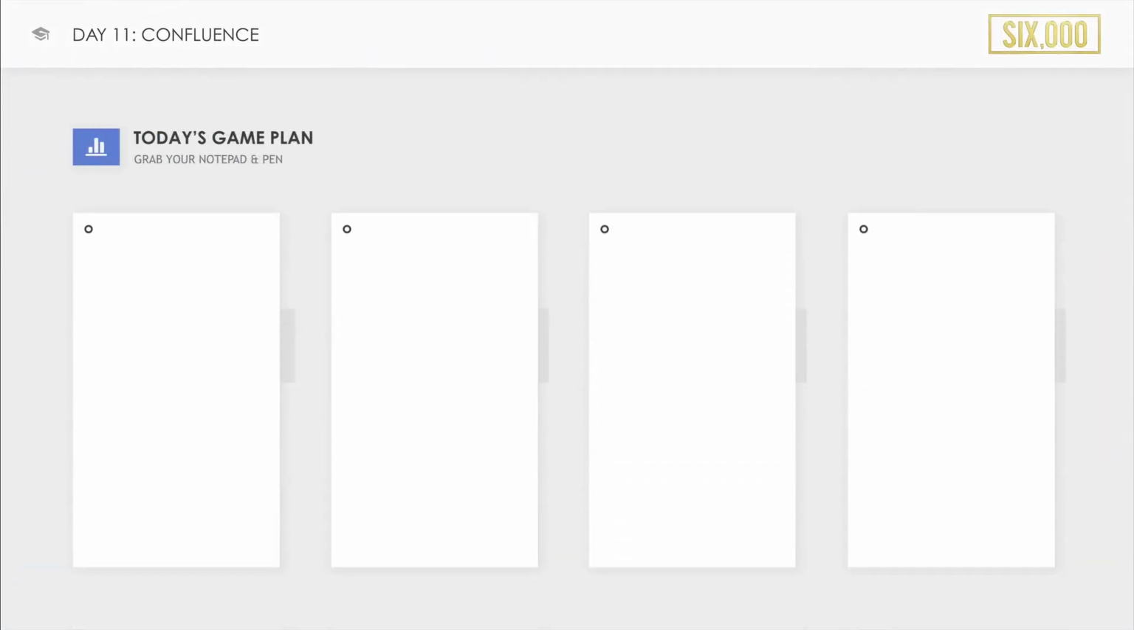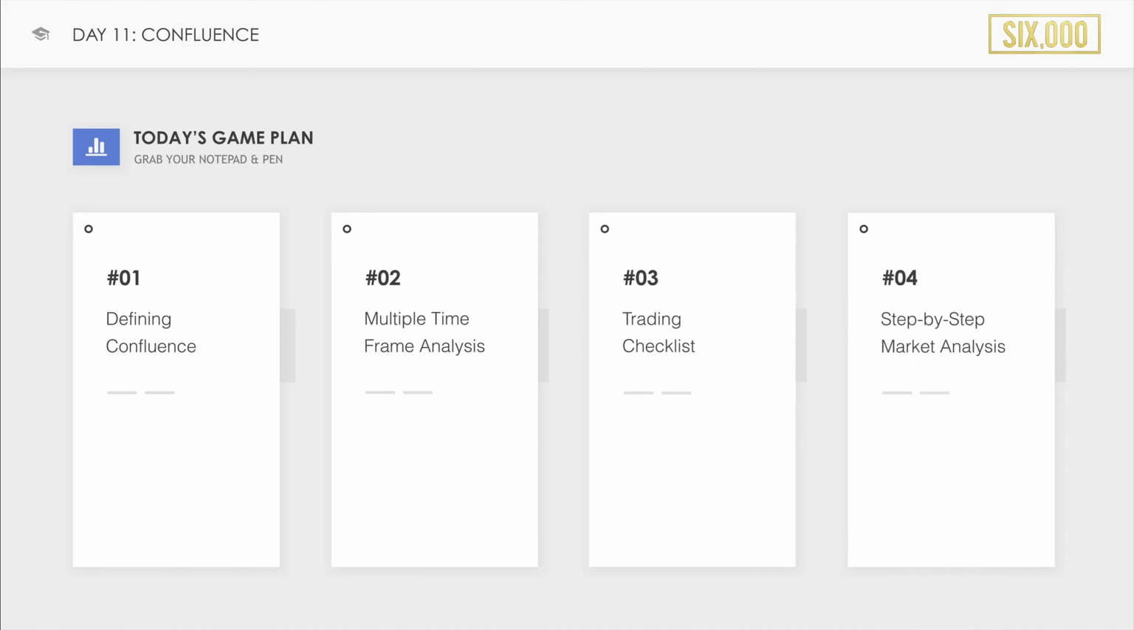Now in today's module, it will be a 4-topic module, starting off with defining Confluence, followed by multiple time frame analysis, onto trading checklist, and we will finish off with step-by-step market analysis, where I will walk you through every single instance of a trade. So when we're actually on the charts, I'll show you exactly what I look for when looking at a trading setup.